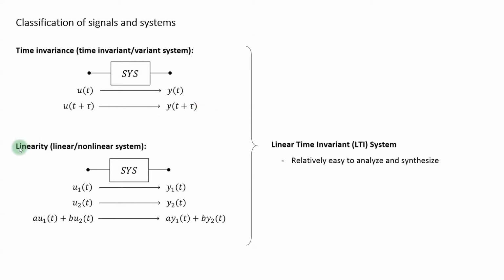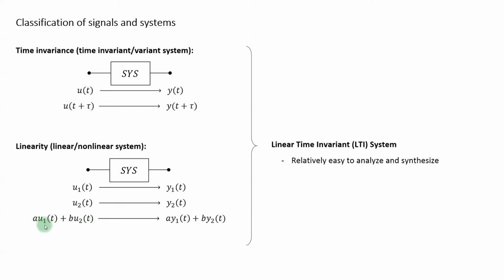Now, linearity. Let's have a system. When I feed this system signal u sub 1 of t, I will get some output y sub 1 of t. When I feed the system u sub 2 of t, I will get a different output y sub 2 of t. Now, the linearity of this system will depend on what happens when I feed the system this combination of these two inputs. Here, these two signals are multiplied by constants a and b, and then they are summed together. This combination we call a linear combination.